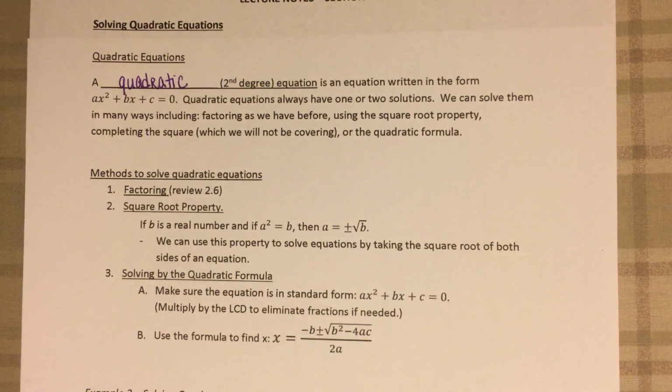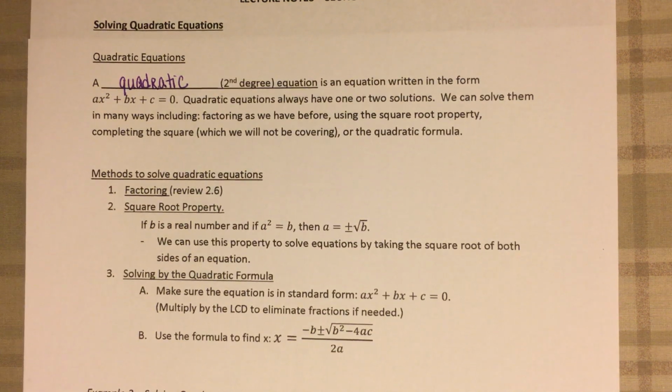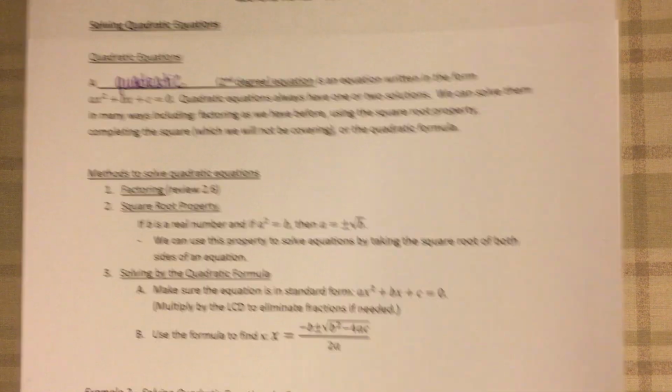Today we're going to continue our discussion of solving quadratic equations that we began in section 4.3. Remember, in a quadratic equation, we have a variable raised to the second power, so we have a second degree equation. We have three main methods that we're going to use to solve quadratic equations. So far we've reviewed our factoring method, which we also discussed back in section 2.6. To finish this off, we're going to focus on our other two methods: our square root property and our quadratic formula.